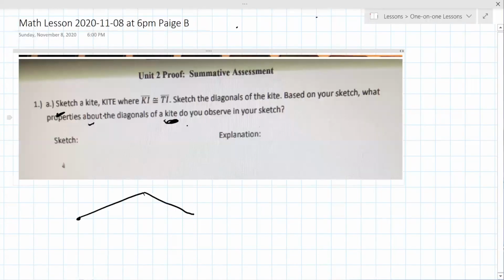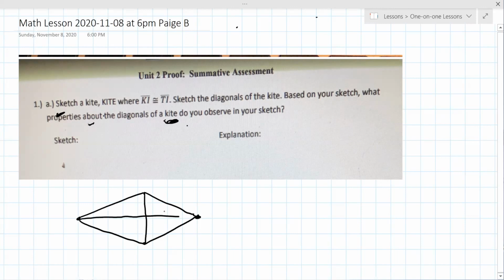Okay. You've got to be able to draw the kite, and here's a kite, for example. There are some properties about kites that are really important, like this is a right angle. If KI is congruent to TI, that means this is congruent to this. So this is KI, and this is TI here, and then the E would be over here. Sketch the diagonals of the kite. Based on your sketch, you would see that the diagonals meet at 90 degrees.